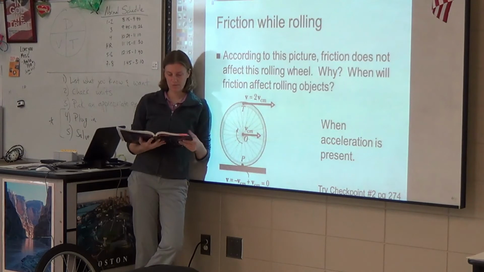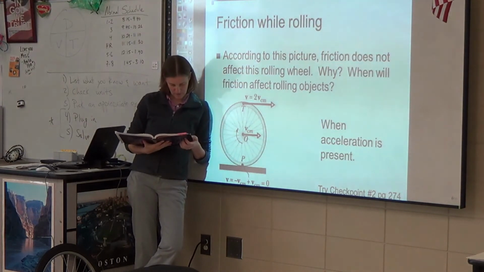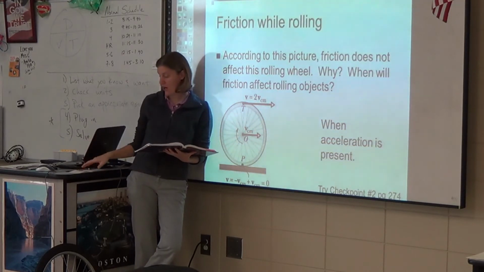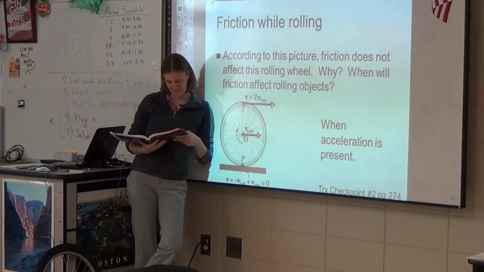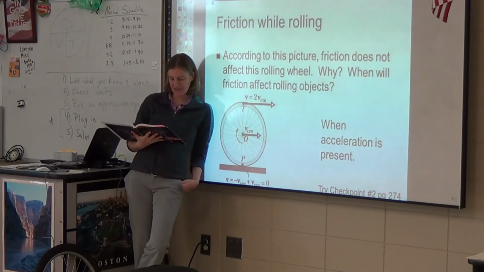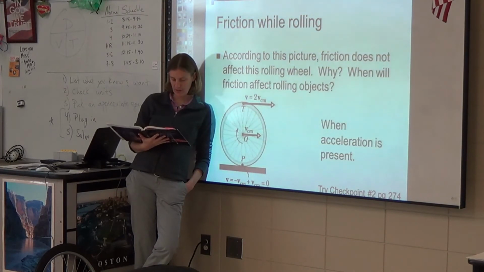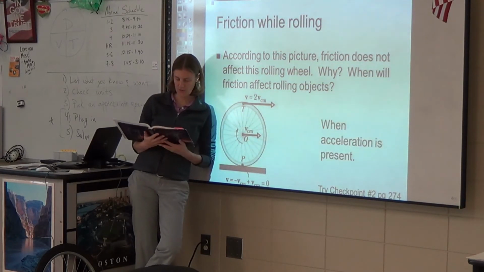All right, 274. And this is going to Connor. Okay, disks A and B are identical and roll across a floor with equal speeds. Then disk A rolls up an incline, reaching a maximum height h, and disk B moves up an incline that is identical, except that it's frictionless. Is the maximum height reached by disk B greater than, less than, or equal to h?